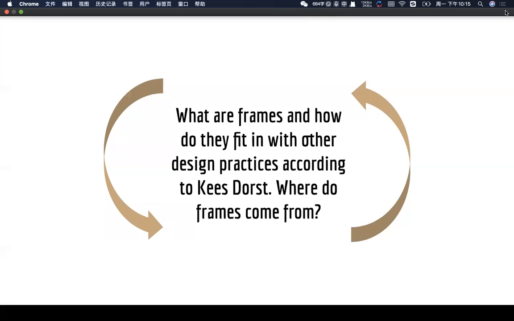So Maria will introduce the next part. Thank you. The next question is, what are frames and how do they fit in with other design practices according to Keith Dorst? And where do frames come from?